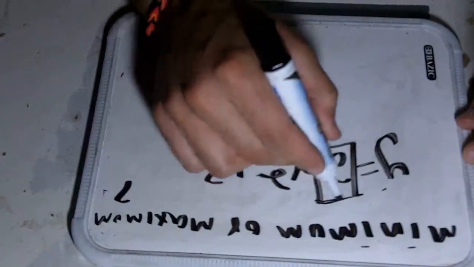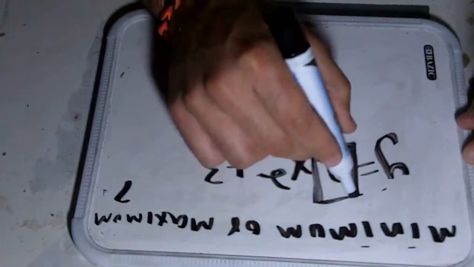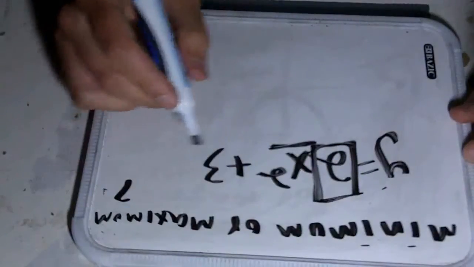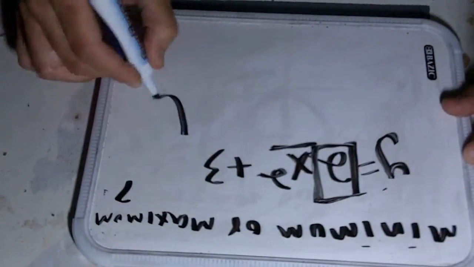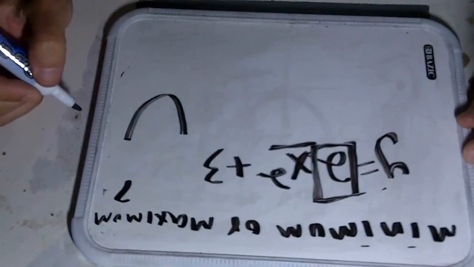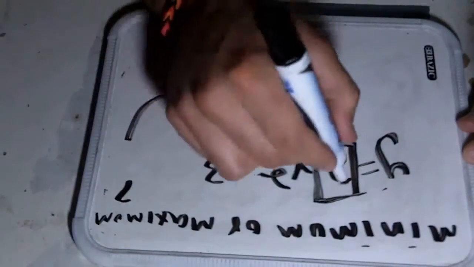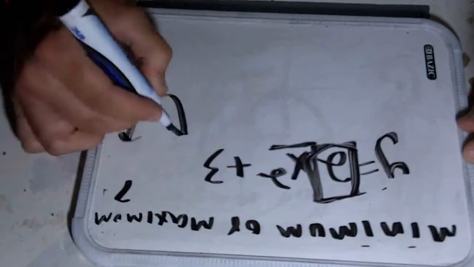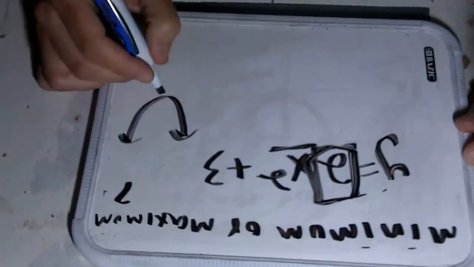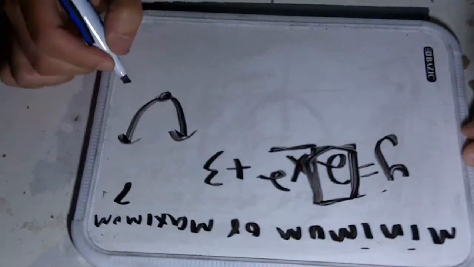Now, if this value is positive, as it is in this case, then the parabola is going to be an upwards smiley face. An easy way to remember that: if this is positive, then it's happy, so it's smiling. So in that case, the parabola would have a minimum.